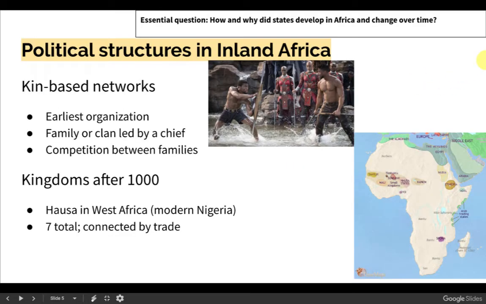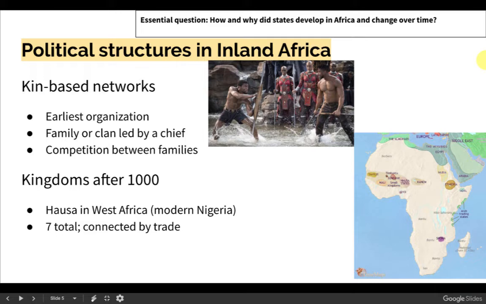Let's talk about political structures for starters. The earliest political organization of the interior of Africa was a kin-based system in which an extended family was ruled by a chief, usually the eldest male. These clans made frequent contact with their neighbors, sometimes through peaceful trade and sometimes in war.